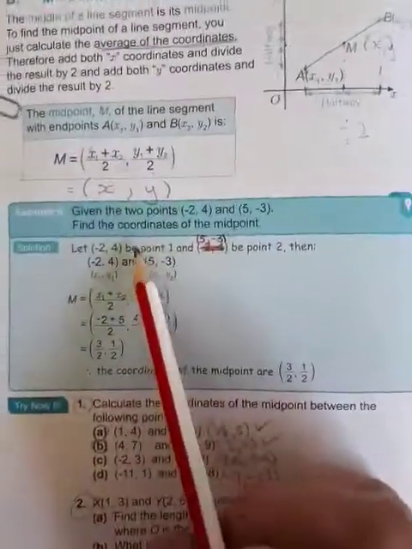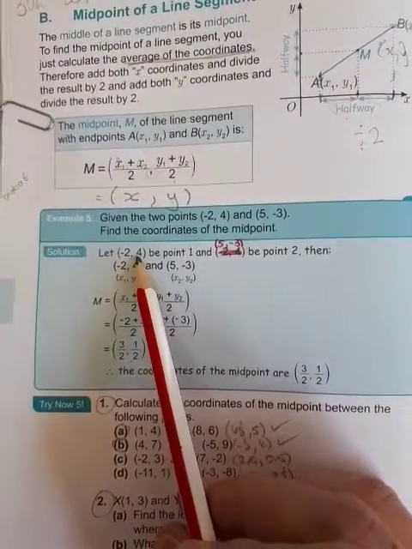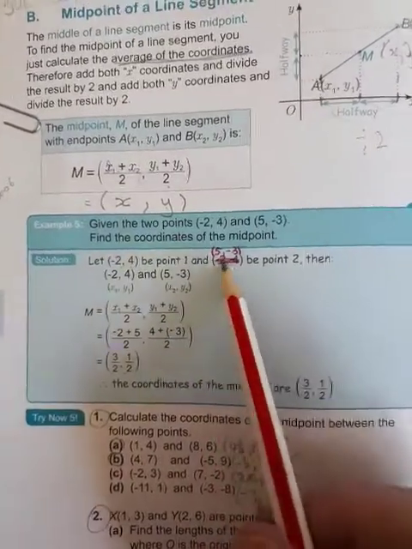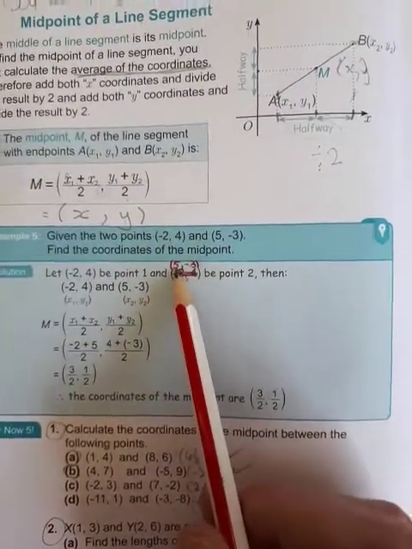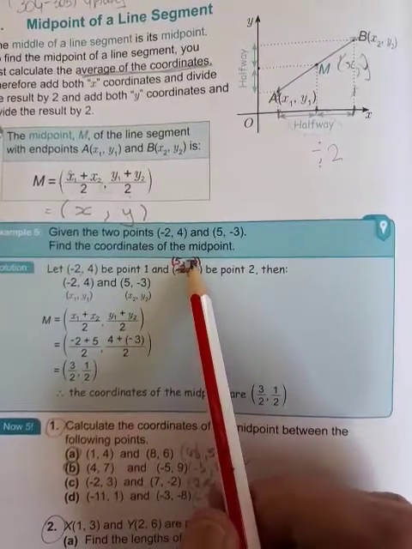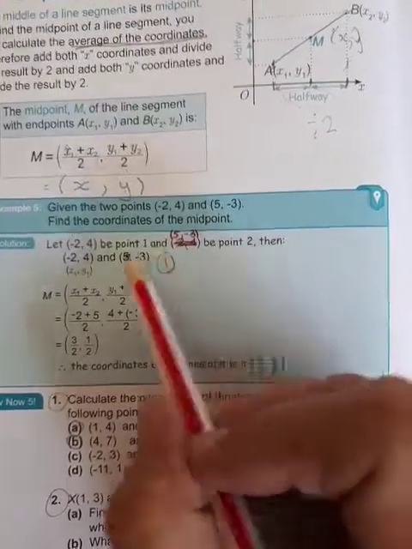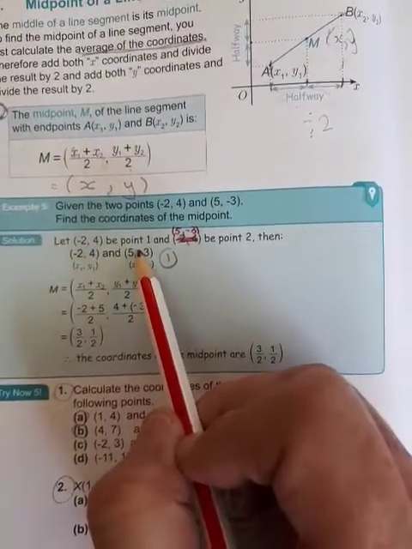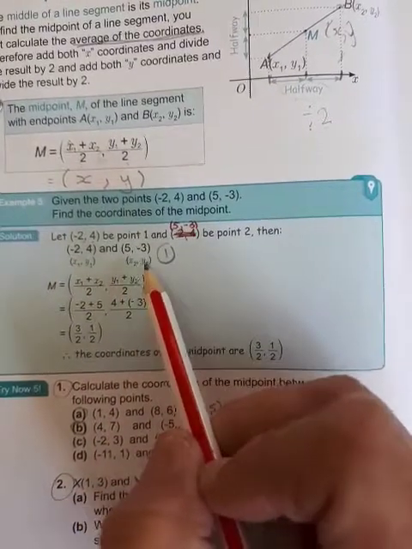Okay, so when we look at the first example, there are 2 points given. One is negative 2, 4, all right? And please take note, in some of the textbooks there is a mistake. The second point is given as 5, negative 3. So step 1 again, as I told you, people, write down your two coordinates and label them x1, y1, x2, y2.